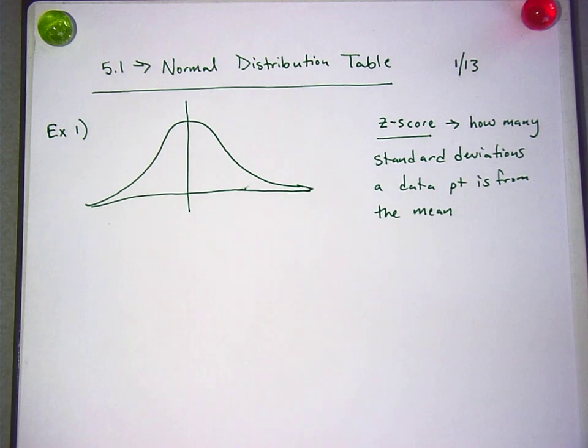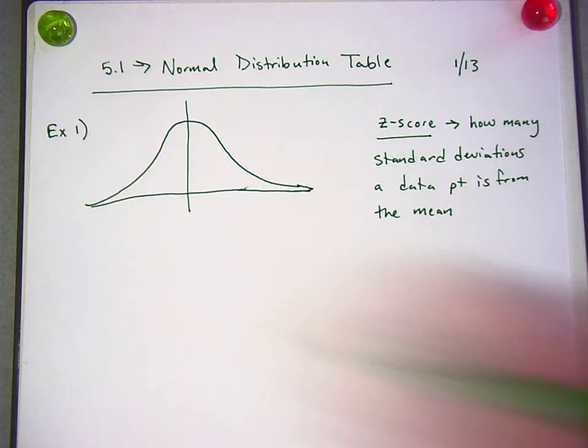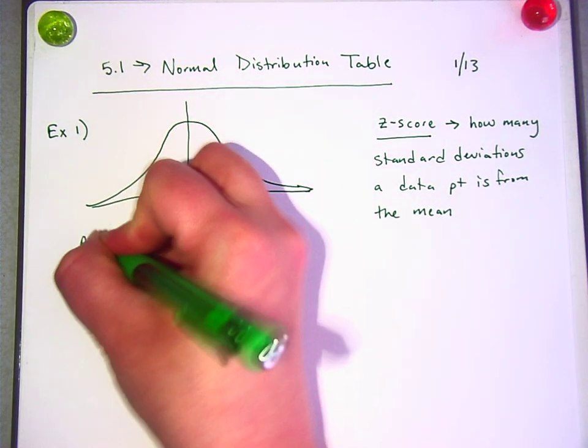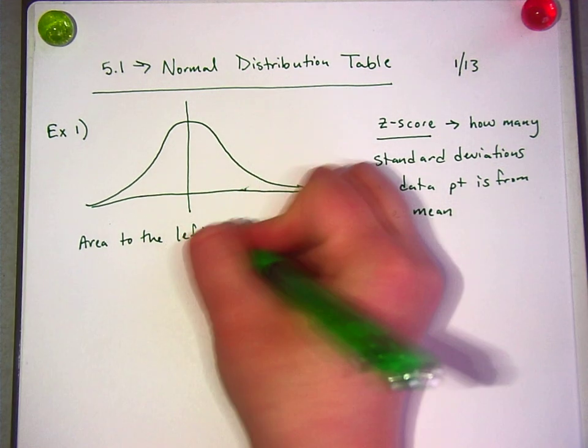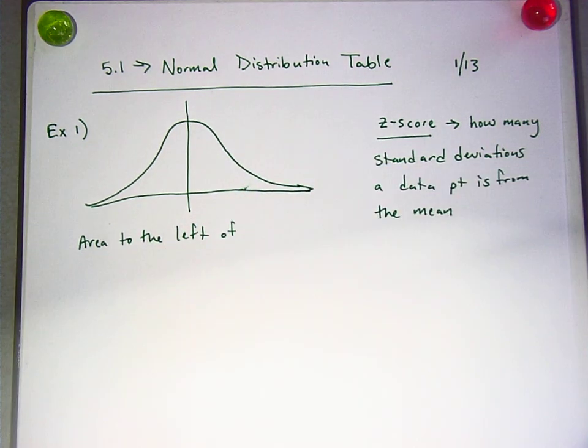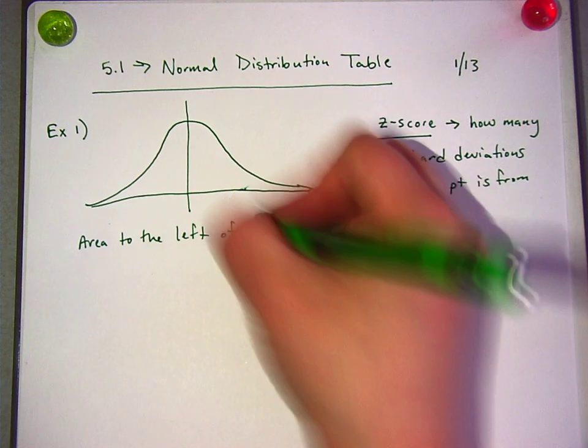Okay? So what we're going to do right now is we're not going to even do any context, which is super boring. We'll do context on Tuesday. Right now we're just going to learn how to read this. Okay? And that's it. So we're going to try to find the area to the left of, let's go with 1.15.